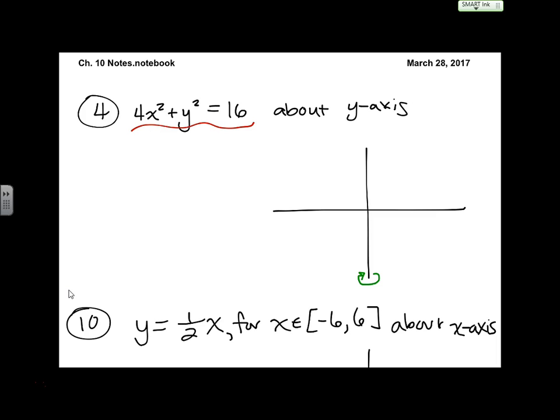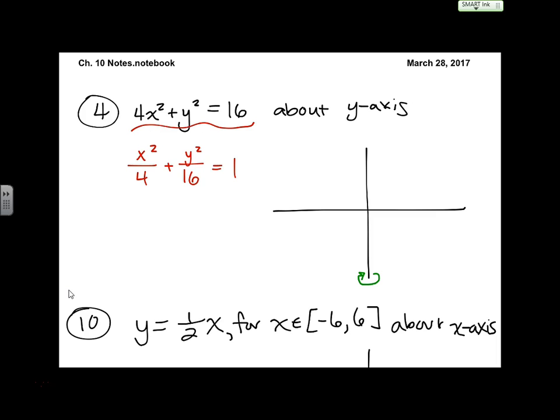Divided by 16. The best way would be to go ahead and get it in the ellipse equation, right? And the ellipse equation says divide everybody by 16. When I put 4 over 16, I get 1 over 4. When I put y squared over 16, well, that just stays. And then 16 over 16 is 1. Okay. How do we make an ellipse? How do we use these numbers?